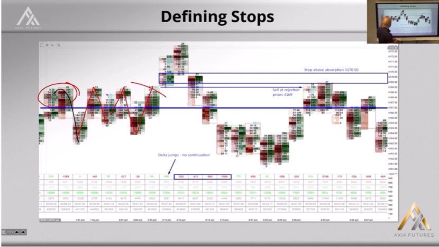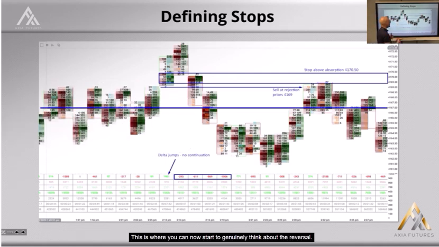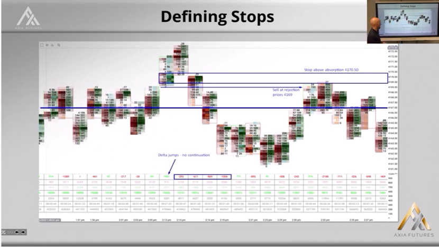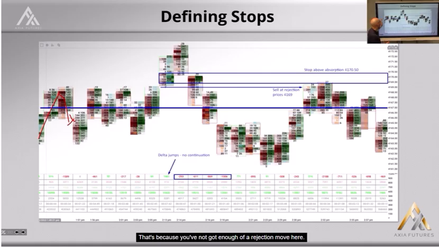Next leg comes then. This is where you can now start to genuinely think about the reversal. If you just go straight for it and you go, okay, it's gone up, it's come back, and sell it on the way back down here, you run into trouble almost immediately. That's because you've not got enough of a rejection move here. You're not seeing this exhaustion type move or any kind of clear absorption and then roll away from it. You get that up here.